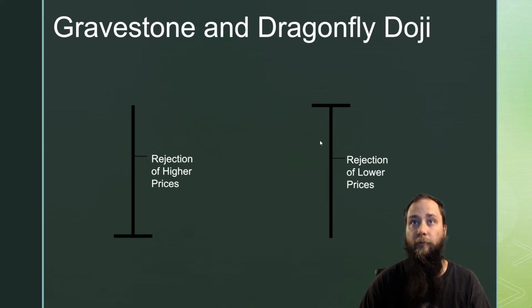Over here, we have the exact opposite, okay? The price opened up here, went all the way down here, came all the way back up, and closed right where it opened up here. This is a rejection of lower prices, meaning it opened up here, went all the way down, and came back up and closed in the same spot. That's a Dragonfly Doji.